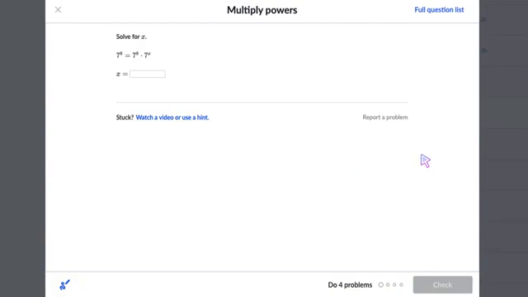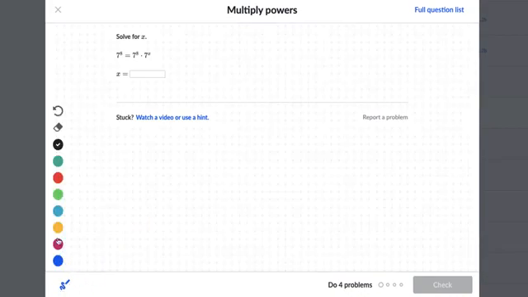Here's an example of a multiply powers problem on Khan Academy. In this problem, it's asking you to solve for x. They're telling you 7 to the 8th power equals 7 to the 8th power times 7 to the x power. What is x equal to? Go ahead and pause the video and see if you can solve it on your own.